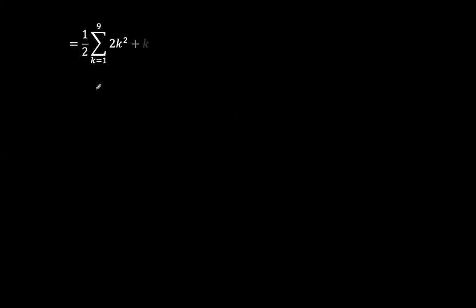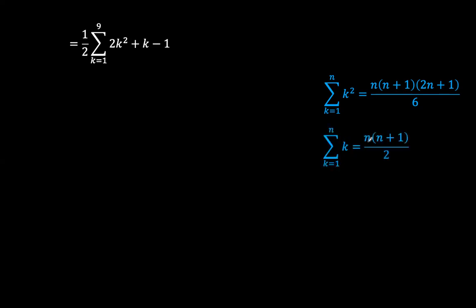So we now have our integral being equal to a half times the summation from k equals 1 to 9 of 2k squared plus k minus 1. And now just the popular things that you could know by heart. Summation from k equals 1 to n of k squared is the same as n times n plus 1 times 2n plus 1 over 6. The summation of k from k equals 1 to n is n times n plus 1 over 2. So we can plug this in here with n being equal to 9.